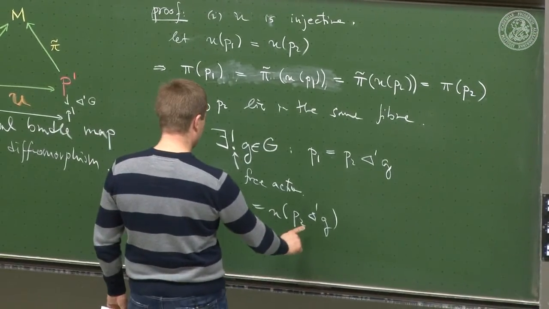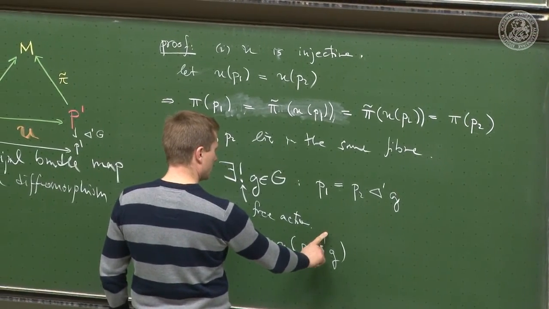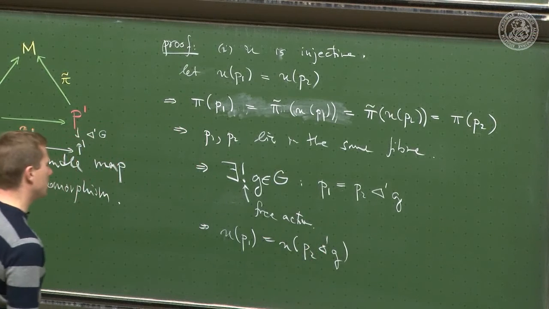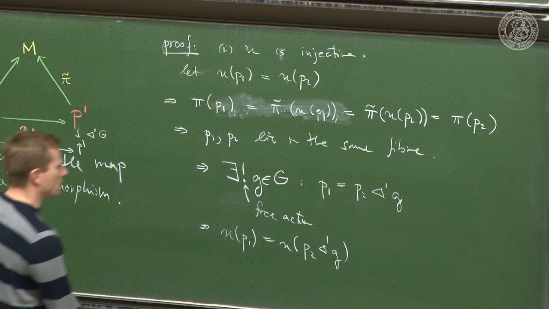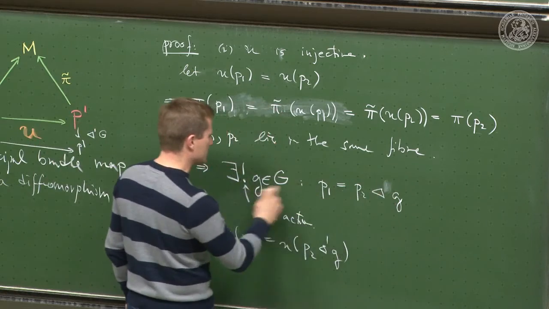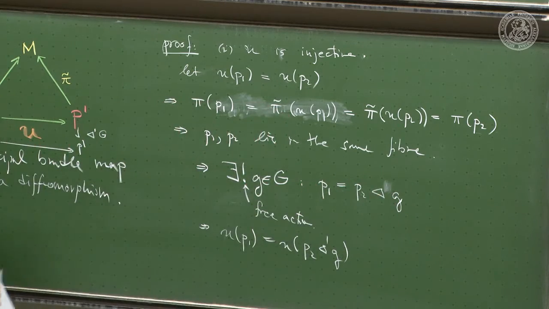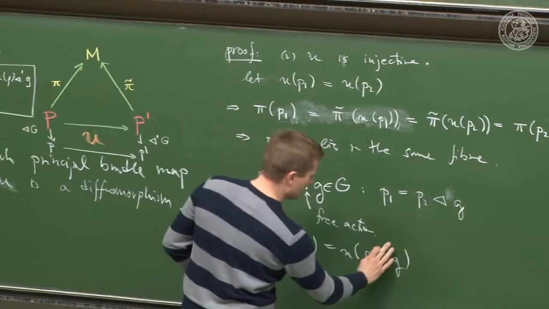The prime is not good. If P1 is P2 with G acting, okay, no, the prime is wrong. The prime is simply wrong. There is no prime here because P1 and P2 both lie here. Don't need the prime here.